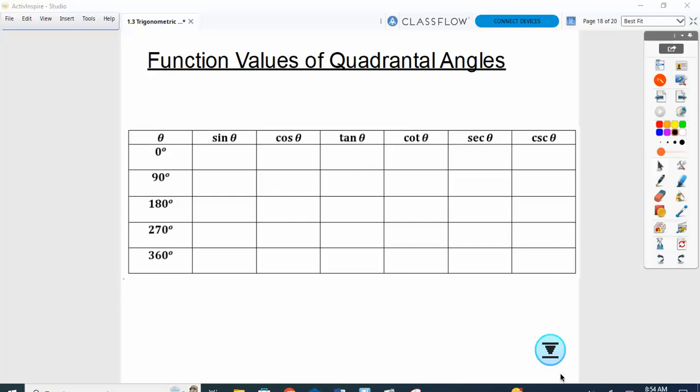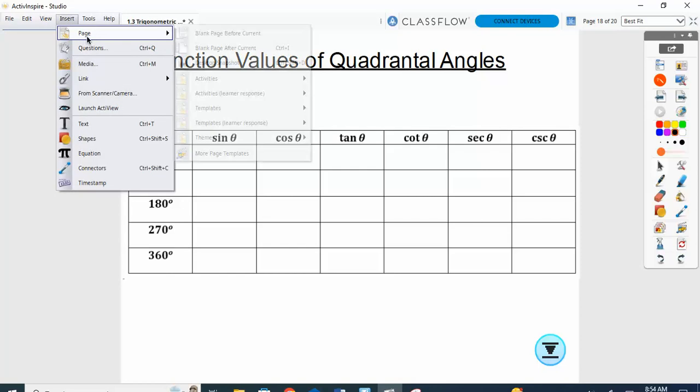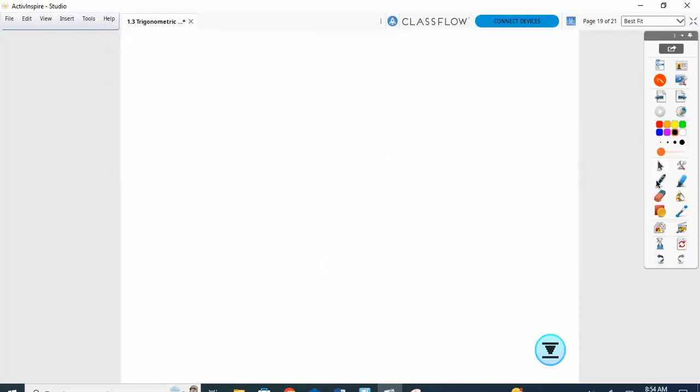And I told you that sometimes SOHCAHTOA works and sometimes it doesn't. And the reason it doesn't always work is when you are talking about quadrantal angles. So you don't necessarily have to write this part down. I'm going to give a little explanation first, and then we're going to find these values.